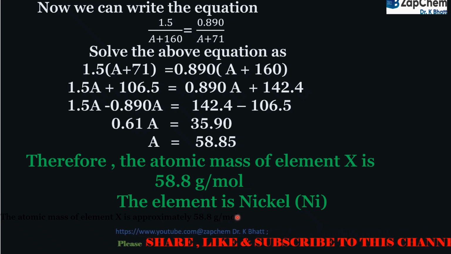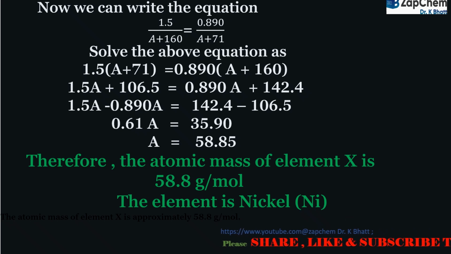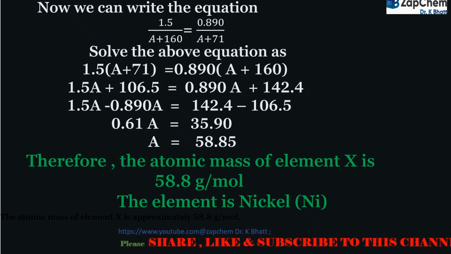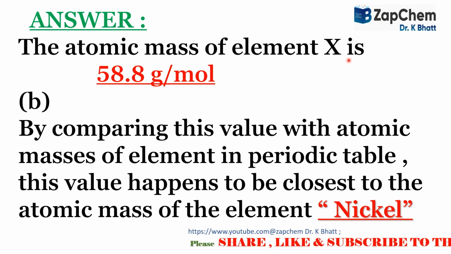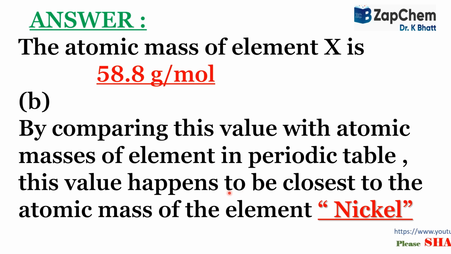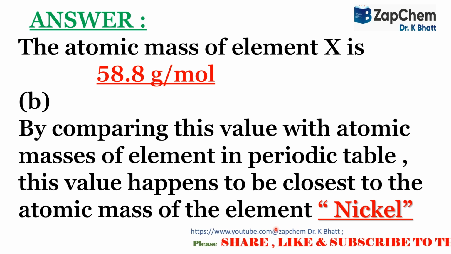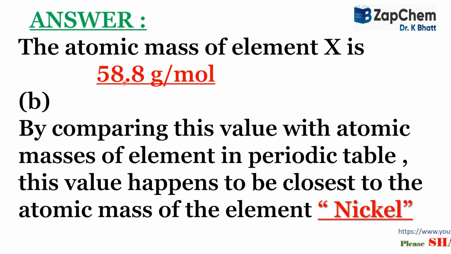The element in the periodic table which is close to this value is nickel, and therefore we have identified the element as nickel. Finally, we can write that the atomic mass of element X is 58.8 grams per mole, and by comparing this value with the atomic masses of the elements in the periodic table, it happens to be closest to the atomic mass of nickel. So the element is nickel and the atomic mass is 58.8 grams per mole.